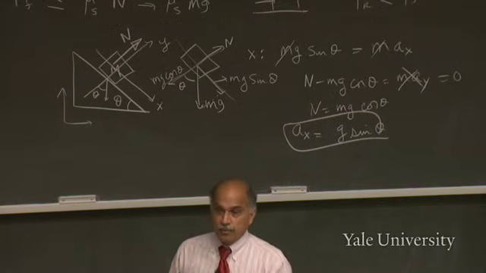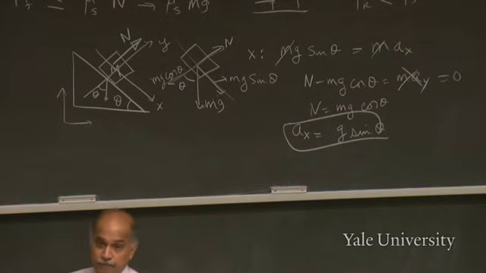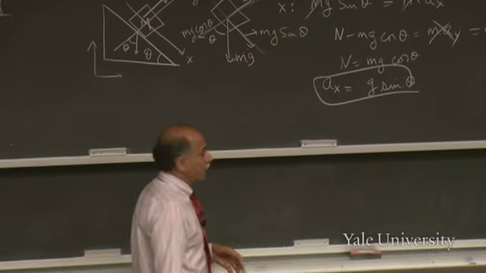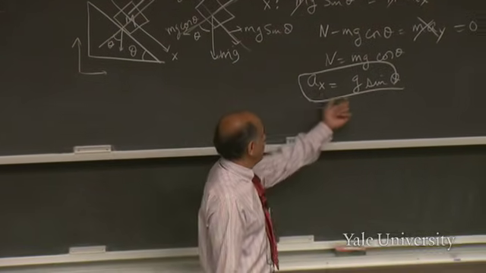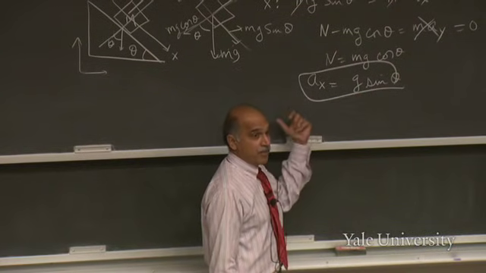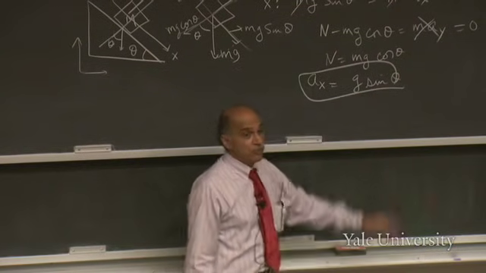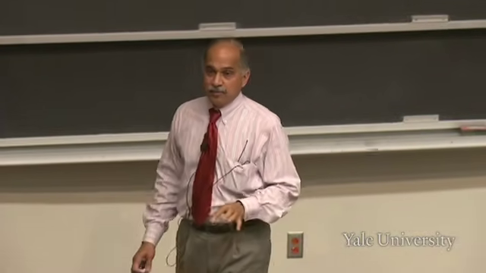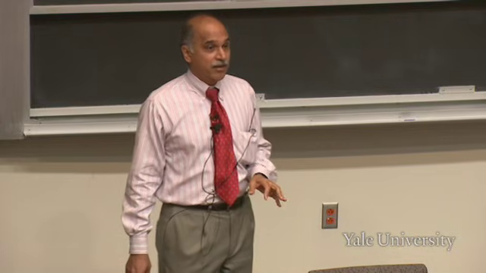Then you can see if your problem had some mistakes in it. Suppose you got g squared sine theta. You will know it's wrong because this is an acceleration, that's an acceleration. The units have to match, and sine theta, of course, has no units. Then maybe you got your trigonometry wrong. Maybe it's really g cosine theta that should be the right answer.